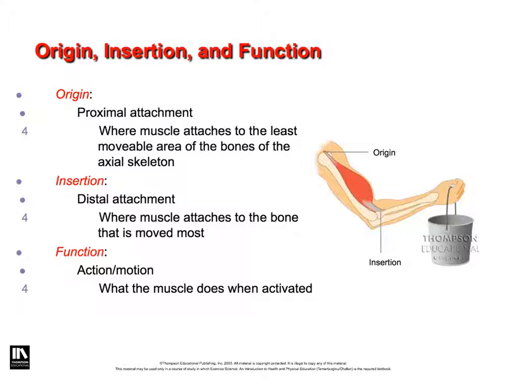So where that muscle originates is not moving at all. Where it inserts is the distal attachment, and that's where it's most movable. Function is what the muscle's doing when it's activated. So for example, a bicep curl is elbow flexion.